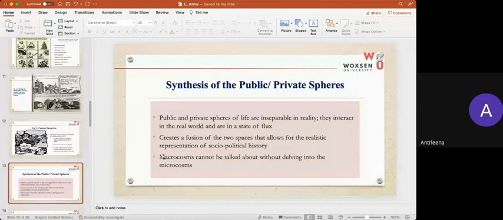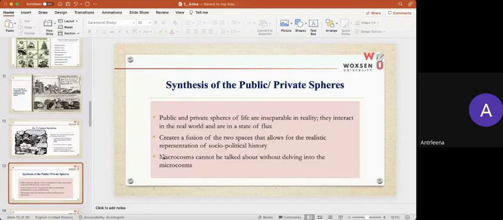So literature, or graphic literature, gives you scope to document such personal histories, as well as political histories. And this is where their significance lies. You're capturing both the public and private histories. So public and private spheres of life are inseparable in reality. They interact in the real world, are in a state of flux. And they create a fusion of the two spaces that allows for the realistic representation of sociopolitical history.